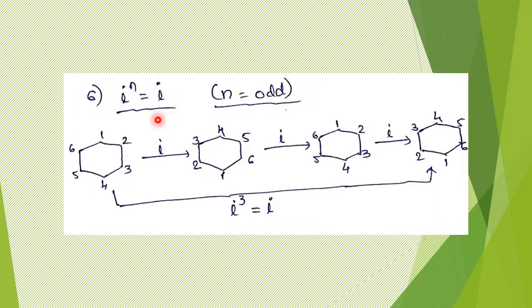Now we can see what happens when n is odd, and what the outcome will be.